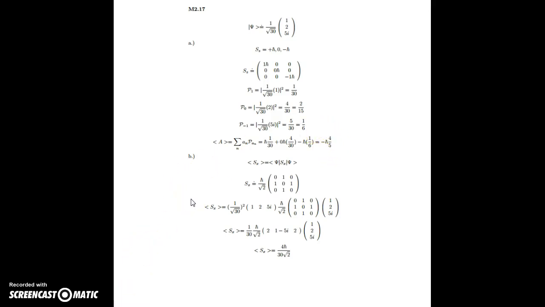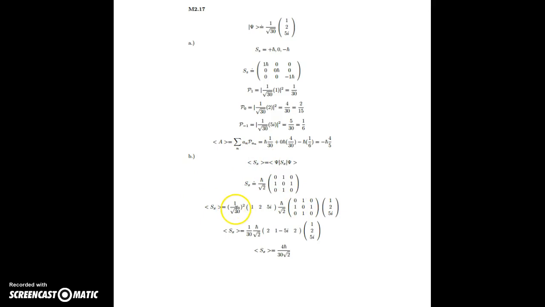So part B asks for the expectation value of the spin component Sx. And to find that, we use this, and we can use matrix mechanics to find this. So the matrix representation of the Sx operator is given here as h bar over square root of 2 times this matrix. And so using this, we can rewrite this as this down here.